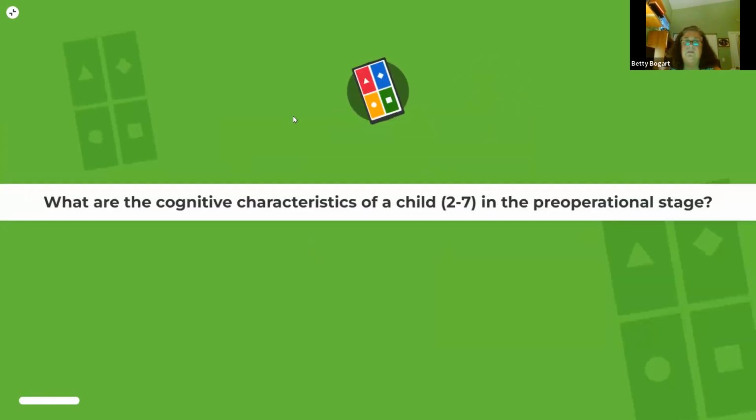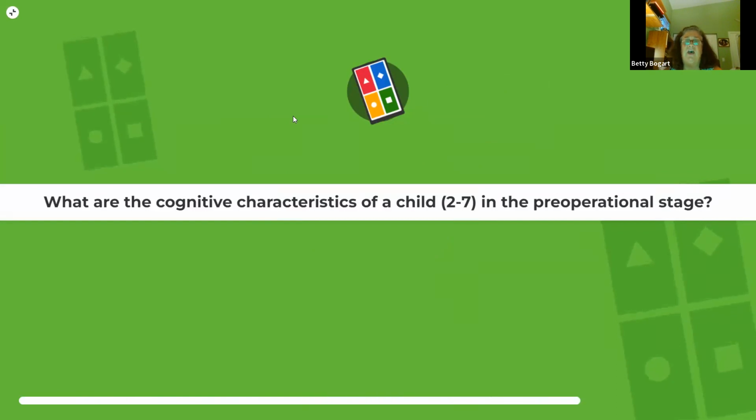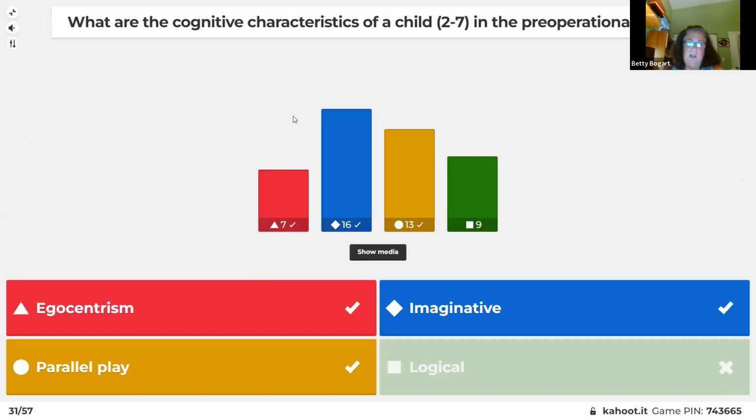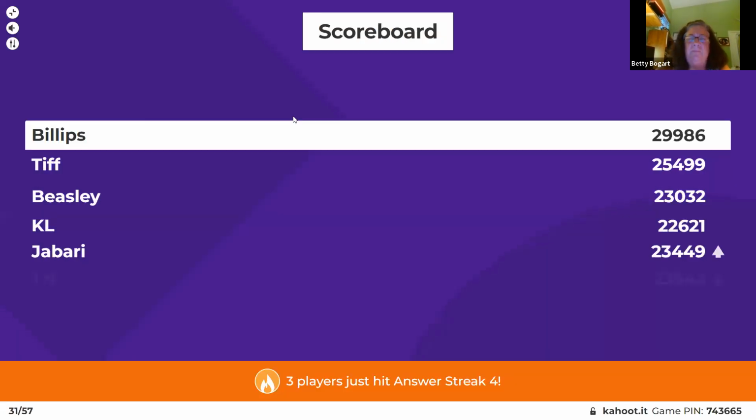A multi-select. What are cognitive characteristics of a child 2 to 7 in the pre-operational stage? So remember, they're still thinking I am number one. They can play with other children and they're extremely imaginative. And this is part of it. They're not logical yet. They don't know really how to put things together in logic yet. It's too young for them.